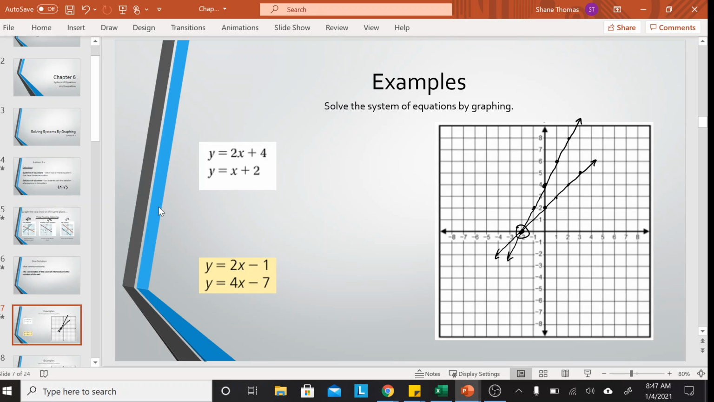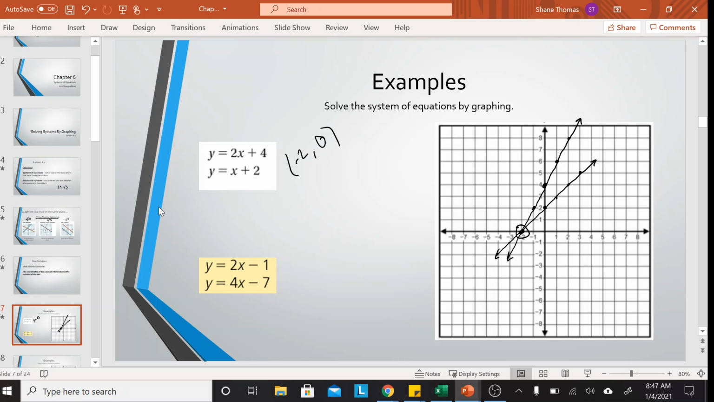Now what's that point? -2 what? That's my x. What's my y value? It's a point, yeah. -2, 0. Okay? -2, 0 is that point.